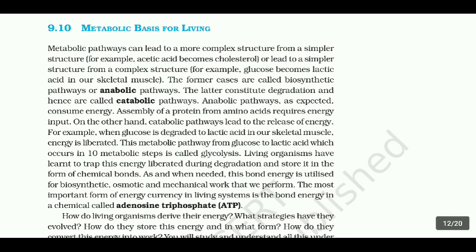Anabolic pathways, as expected, consume energy. Assembly of a protein from amino acids requires energy input. On the other hand, catabolic pathways lead to the release of energy. For example, when glucose is degraded to lactic acid in our skeletal muscle, energy is liberated.